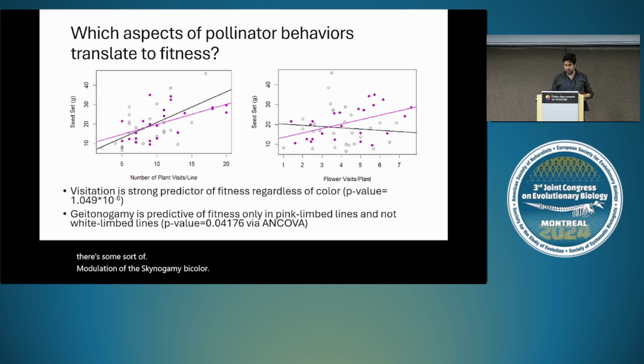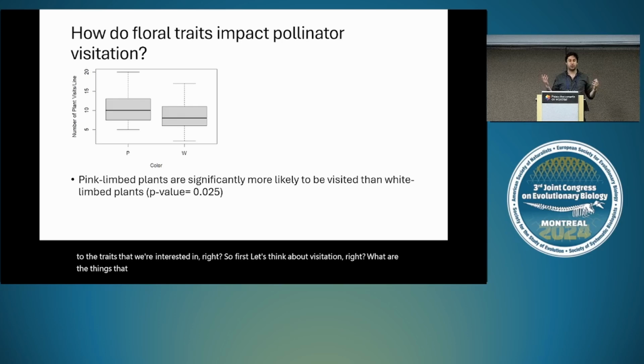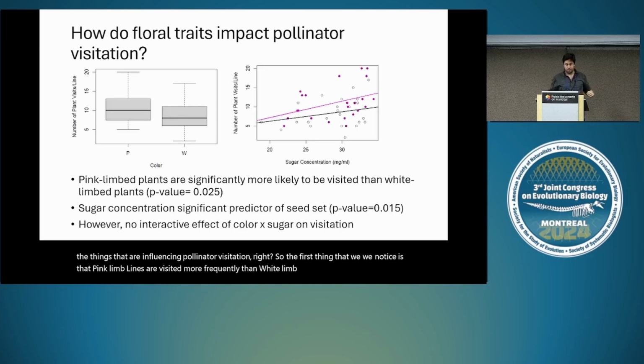Okay, so this is sort of the big picture stuff, but we want to understand how this relates to the traits that we're interested in. So first, let's think about visitation. What are the things that are influencing pollinator visitation? The first thing that we noticed is that pink limb lines are visited more frequently than white limb lines, and lines that have more sugar are visited more frequently than lines that have less sugar.